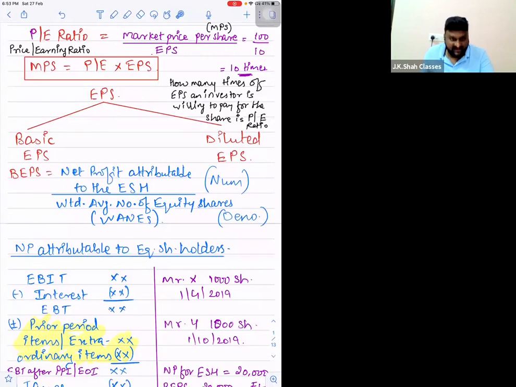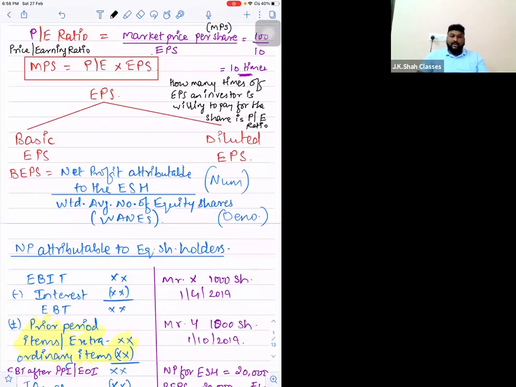Now, why a weighted average is taken, we'll be talking about in the next 5 to 10 minutes. But let us first understand how to calculate the numerator, that is, net profit attributable to the equity shareholders. That is the first point we'll be discussing. I want everybody to please copy down the P/E ratio formula and whatever I have written up to here. Please copy down till here.